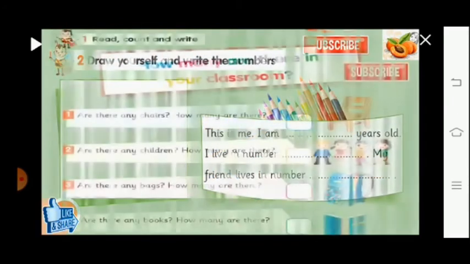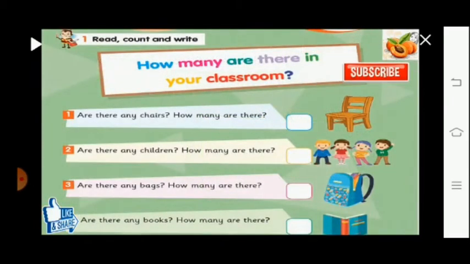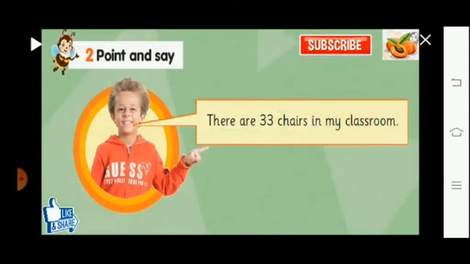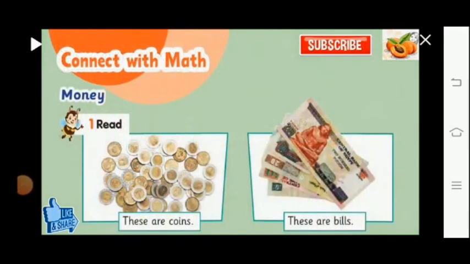Reading. Read, count, and write. How many are there in your classroom? 1. Are there any chairs? How many are there? 2. Are there any children? How many are there? 3. Are there any bags? How many are there? 4. Are there any books? How many are there? Point and say. There are 33 chairs in my classroom.